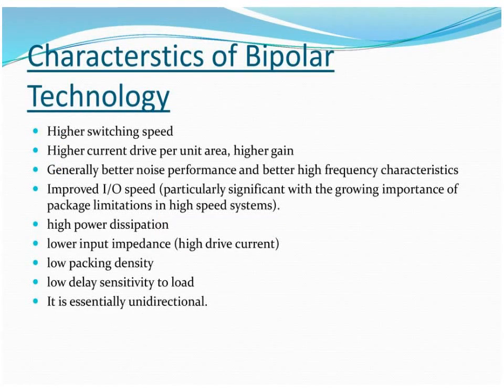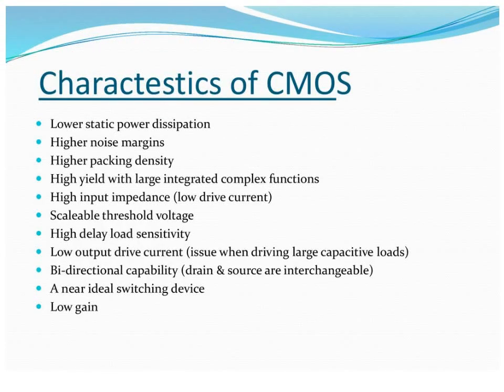Characteristics of bipolar technology. Let's discuss some important characteristics of bipolar technology, which include high switching speed, higher gain, high power dissipation, lower input impedance, low packing density, and so on. Now let's move on to some important characteristics of CMOS. For example, lower static power dissipation, higher noise margins, higher packing density, high input impedance, high delay load sensitivity, low gain, and so on.